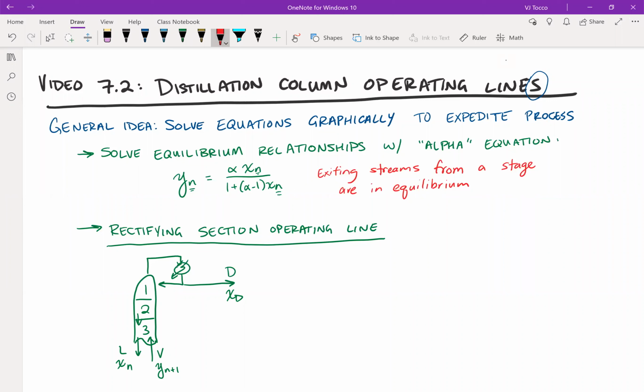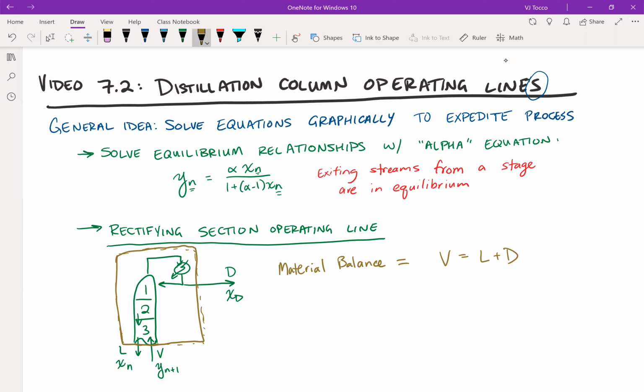So if I draw a process envelope and encapsulate everything going on in the rectifying section in this line, then I can perform a material balance on the top section of the column. Looking at what's going in versus what's coming out, I have V is equal to L plus D. So that's my overall material balance.